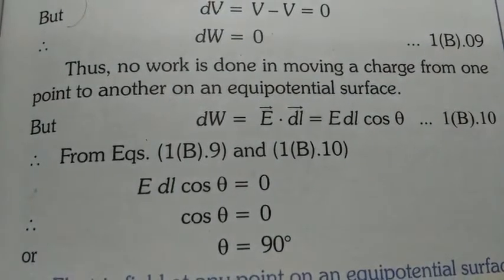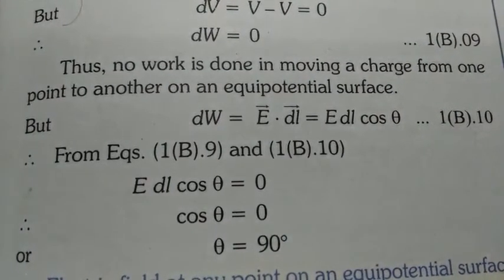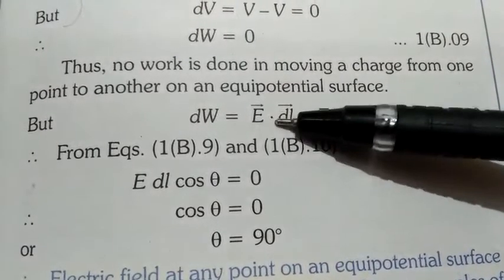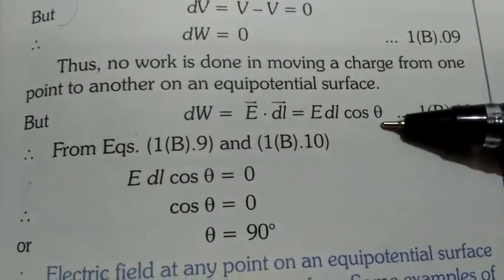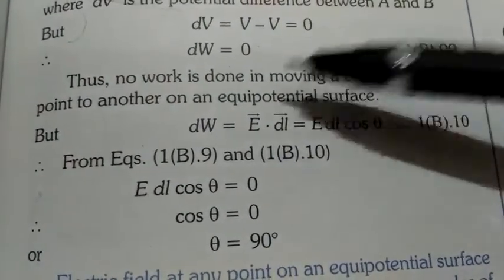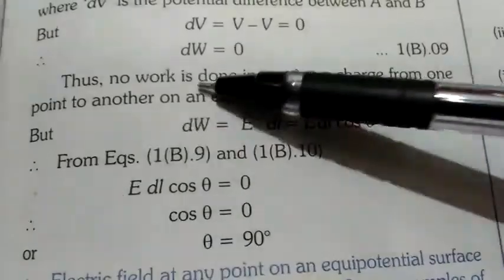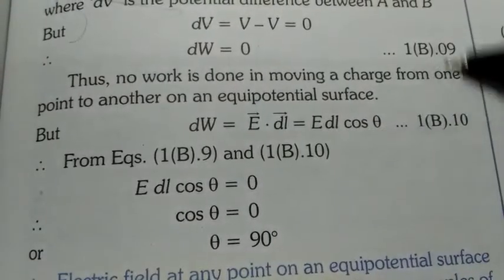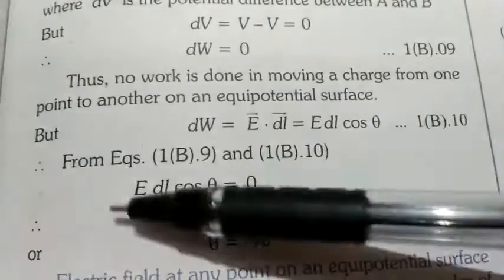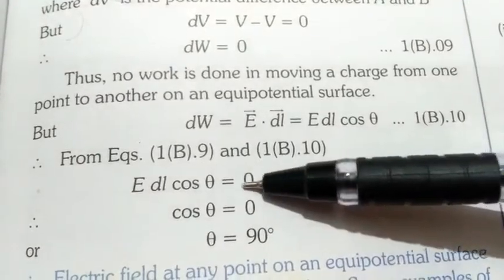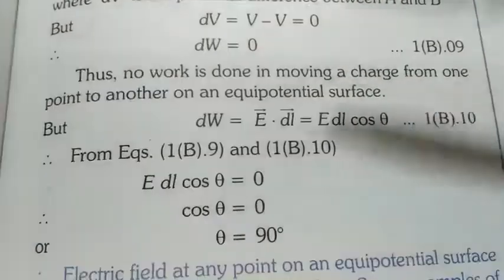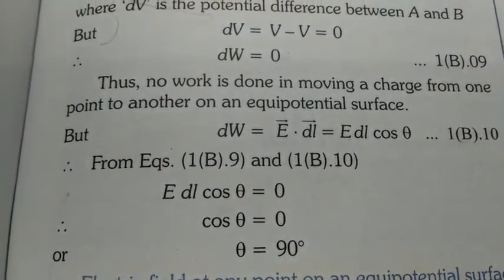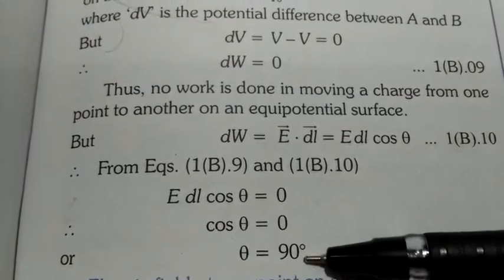But for work we have another formula, that is E into dl, and here you can see it is a dot product. So dot product means E dl cos theta. Now from this equation and this one, here dW equals 0, here dW equals E dl cos theta. When we equate them both, we have E dl cos theta equals 0, or cos theta equals 0. For which value of theta is cos 0? It is for 90 degrees. So here we got theta equals 90 degrees.